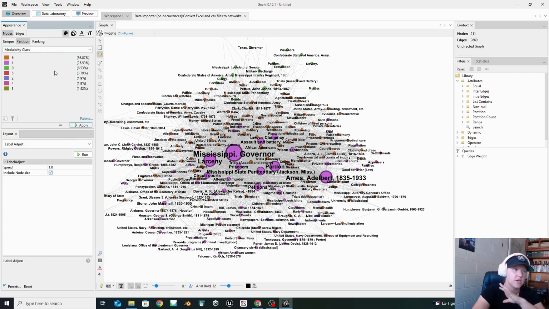So this is how you can do the various different communities of things, and I'll be back with how you can switch this into an interactive online graphic, and then also how you can print it or export it.